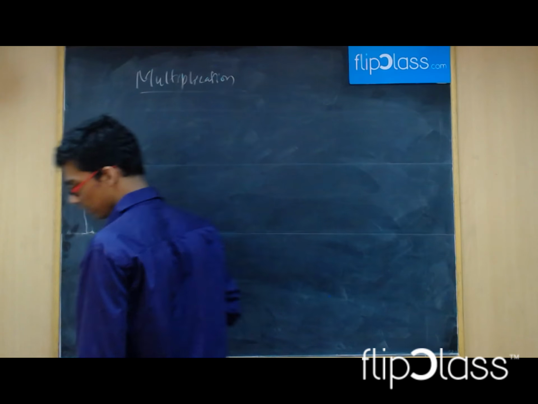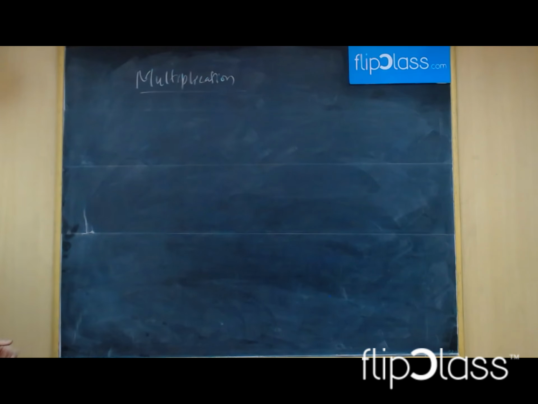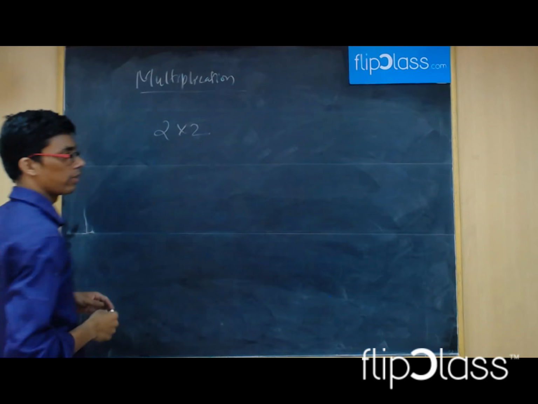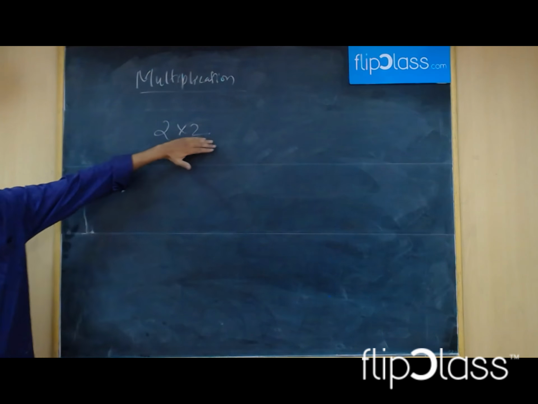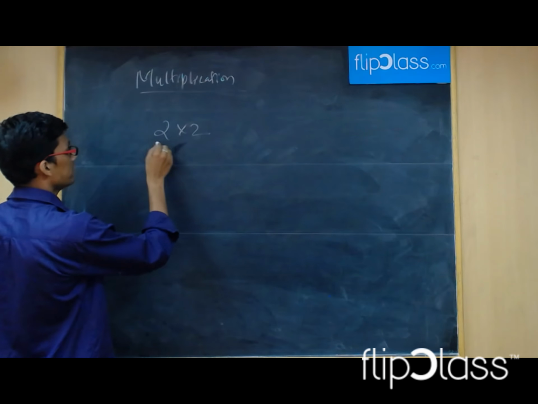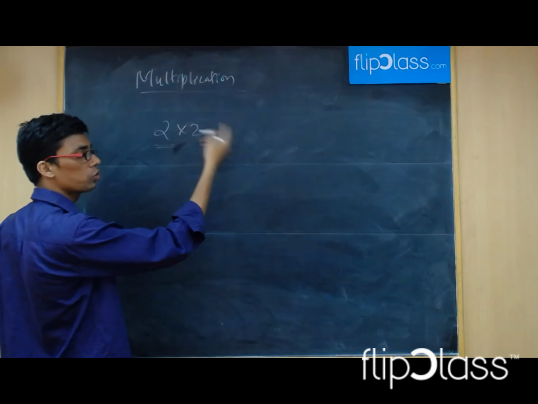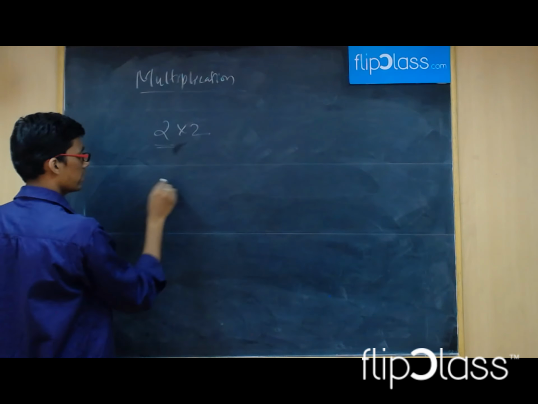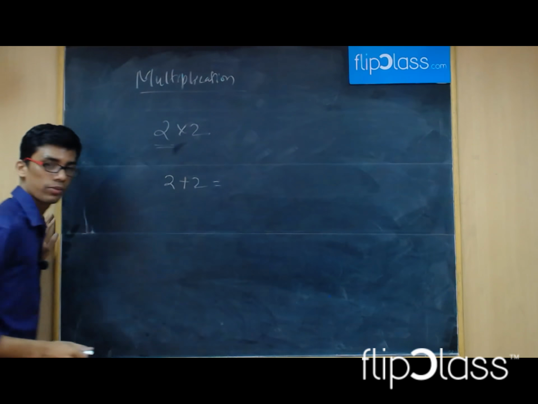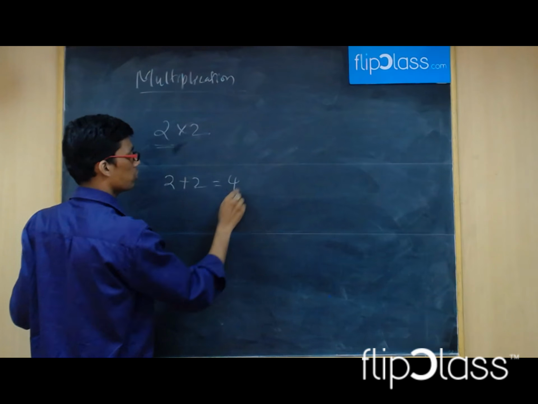Okay, so let's take an example of 2 into 2. What do you mean by 2 into 2? This is nothing but the number 2 taken 2 times and then adding it. So this is nothing but writing 2 plus 2. So 2 into 2 is 4.